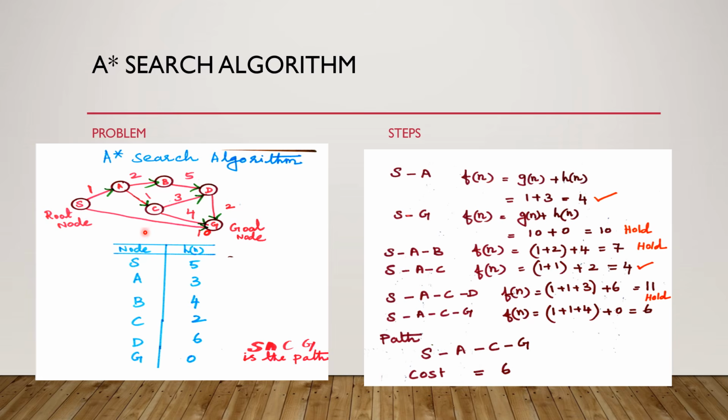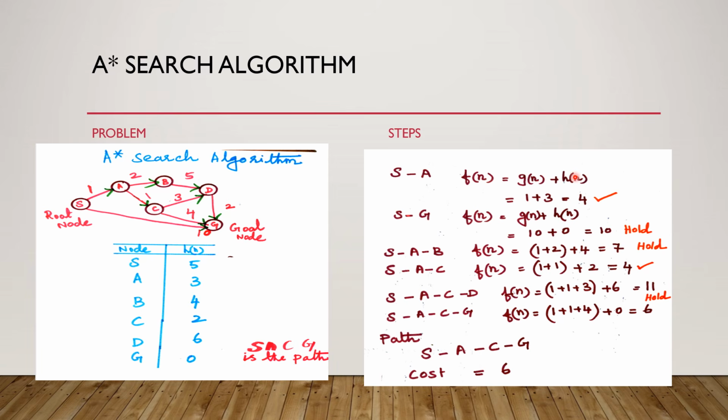Then another reachable node from S is G, S to G. So S to G, what is the f of n value? F of n is equal to again the same formula, and applying this formula, here g of n value is 10 and h of n value is 0. Another important thing we should remember, for the goal node the heuristic value will always be 0. So 10 plus 0 equal to 10.